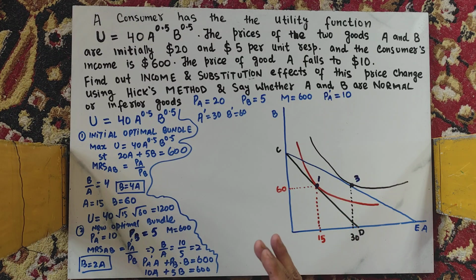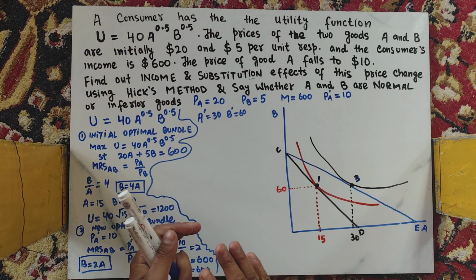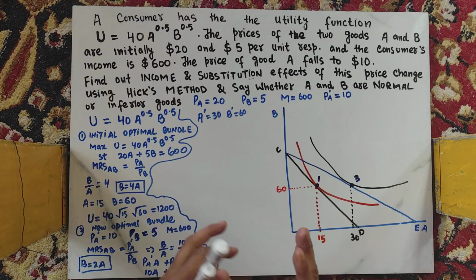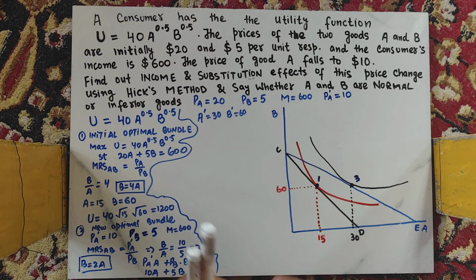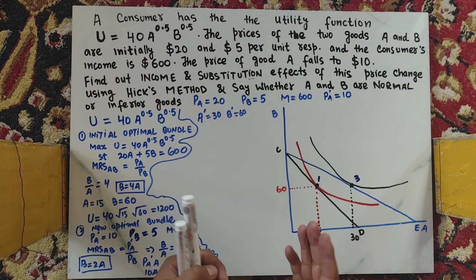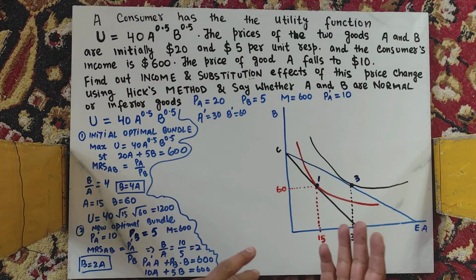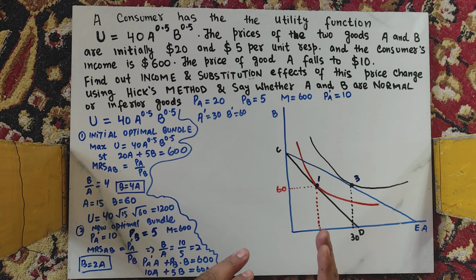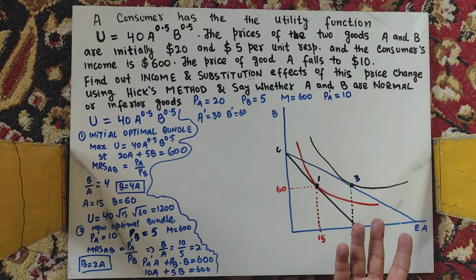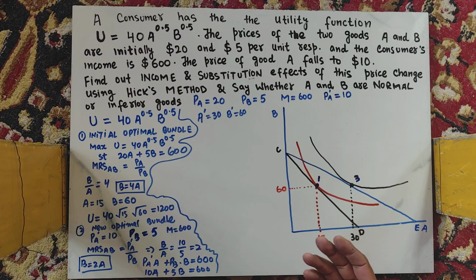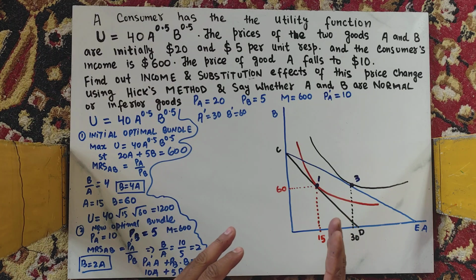Now we need to decompose this price effect into the substitution effect and the income effect. The substitution effect is the change in the consumption of good A due to the change in relative prices, holding utility constant at the initial level of utility. What is meant by this? We need to find the compensated income that would allow the consumer to achieve the initial utility with the new prices. That is what we will do here.